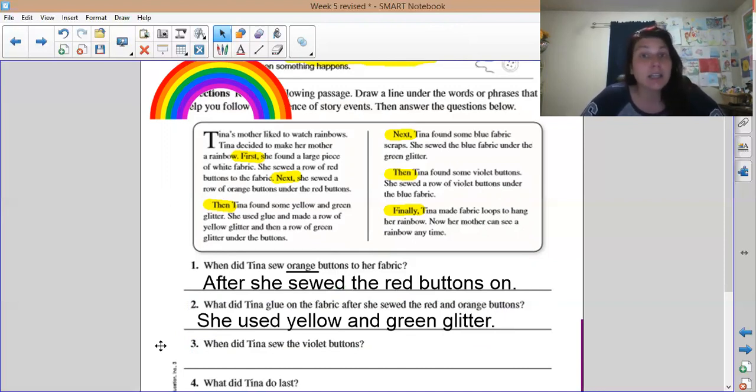And if you are taking a little bit to write your sentence, you can always hit that pause button on the YouTube video. Okay, I'm gonna keep going and reading them just because I don't like to keep dragging out the video, making it longer. They do take a while to upload, so I wanna get through our work and then move on to the next thing. You can always pause it to finish writing your sentence. Don't feel like I'm rushing you. When did Tina sew the violet buttons?